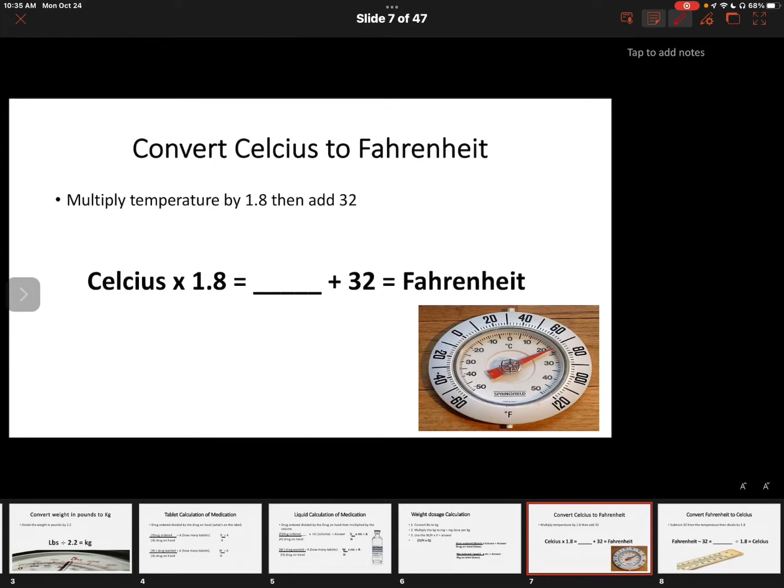So here's an example. You have Celsius, that would be your temperature. You would multiply that by 1.8. It would yield you an answer. You would then add 32, and then your answer that you get would be in Fahrenheit. Keep in mind that your Celsius temperature is always going to be a small number compared to your Fahrenheit. So if you work this out and the number doesn't come out to be looking larger than the Celsius, then you haven't worked it out properly.